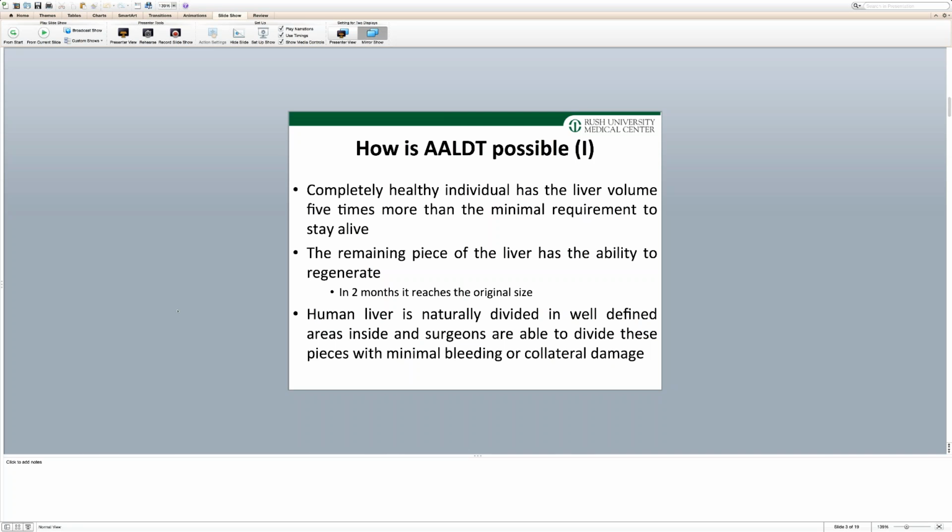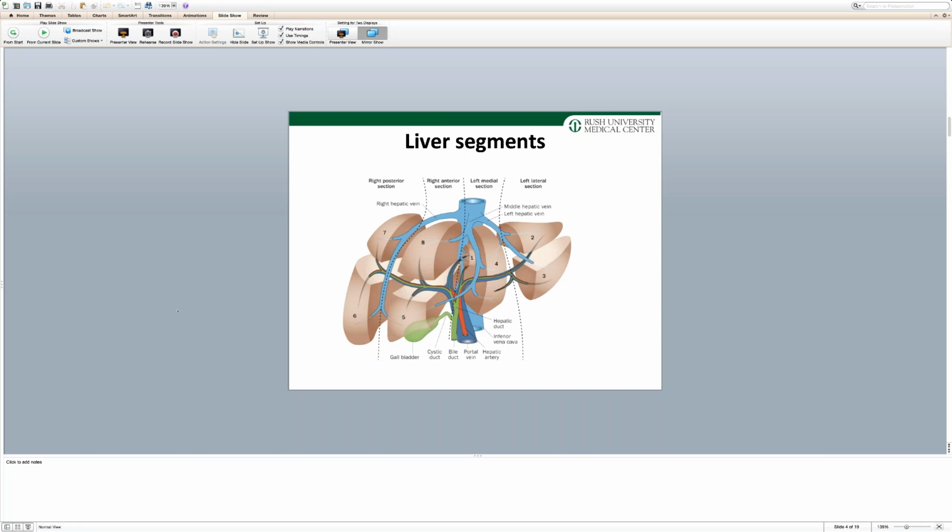The second important part is that the human liver is naturally divided into well-defined areas inside, and surgeons are able to divide these pieces with minimal bleeding or collateral damage. As you can see on these slides, the liver has 8 segments, and usually what surgeons do during the living donor surgery is divide the right and left side of the liver. And usually for the adult, they use the right side of the liver.